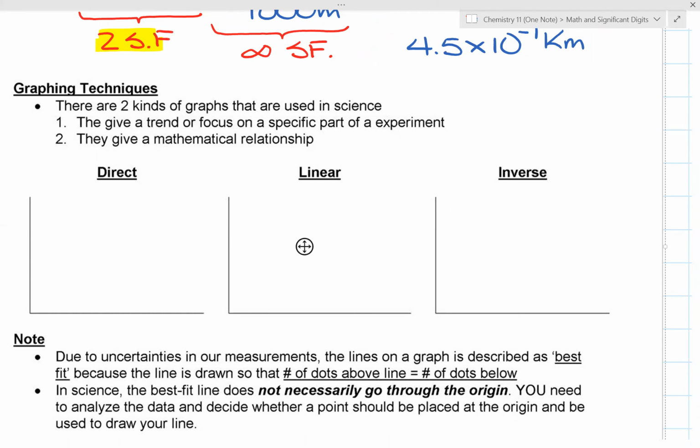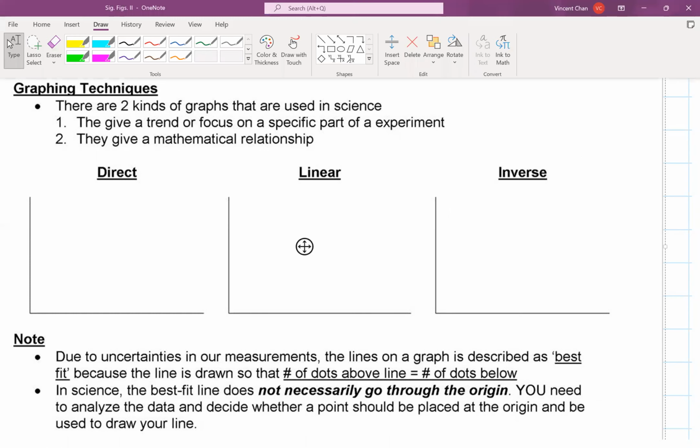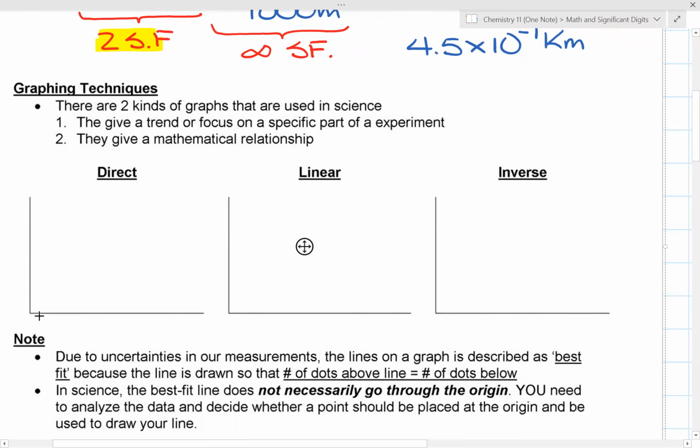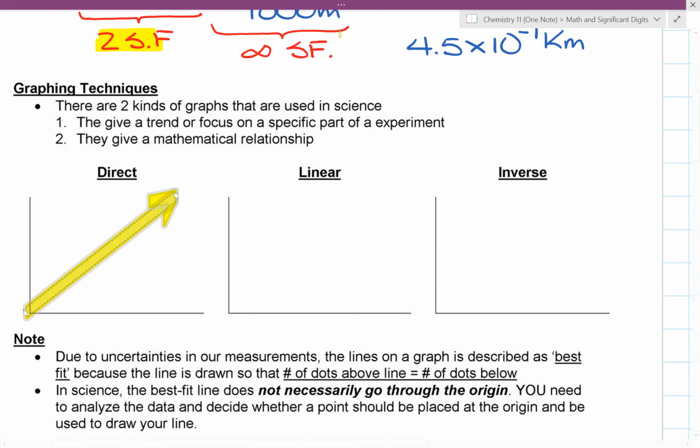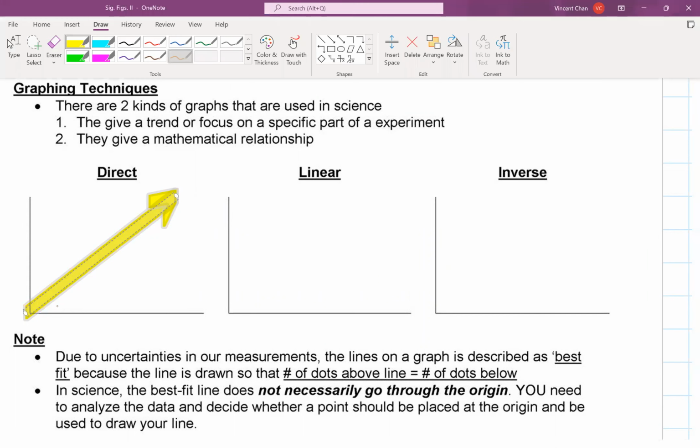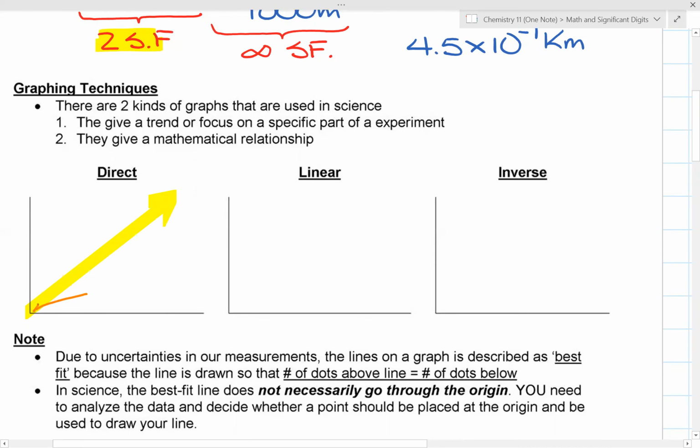So we have direct, and when you have direct, what you get is a straight line that goes through the origin.